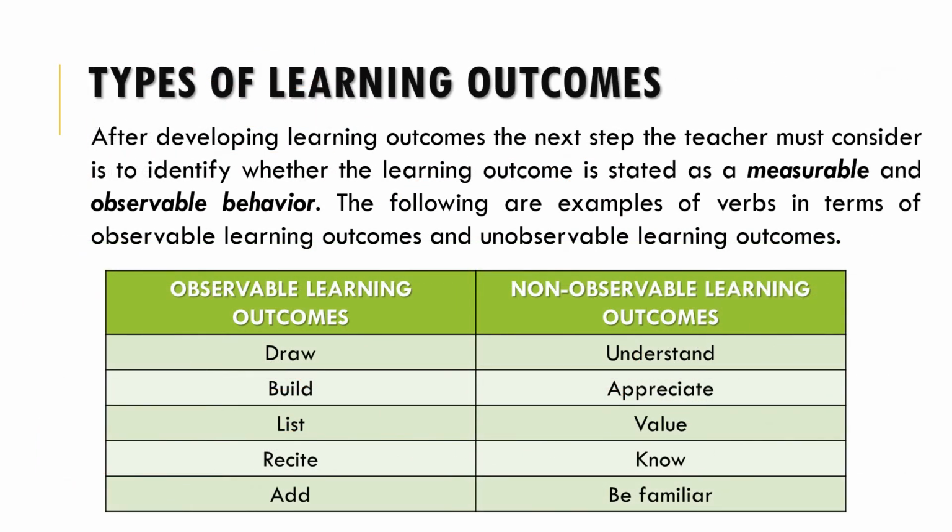Next is the types of learning outcomes. After developing learning outcomes, the next step the teacher must consider is to identify whether the learning outcomes is stated as a measurable and observable behavior. Again, that's our concern, no? Dapat, aside from specific siya, it should be measurable and of course, observable behavior. The following are examples of verbs in terms of observable learning outcomes and unobservable learning outcomes.